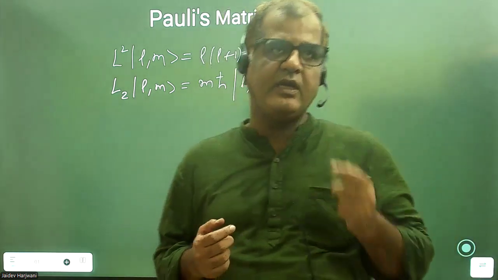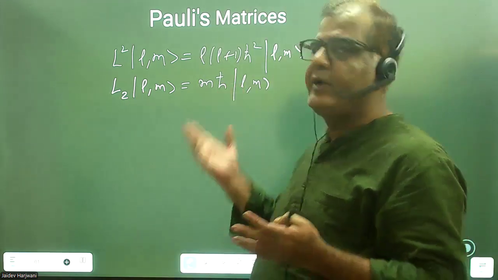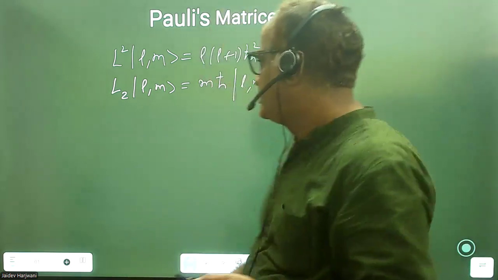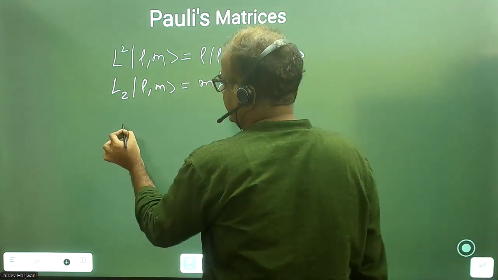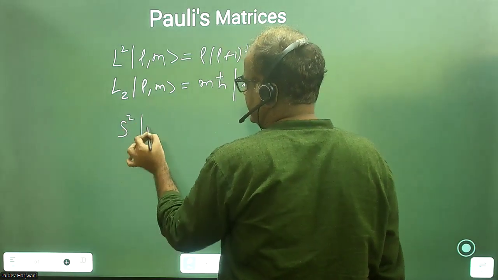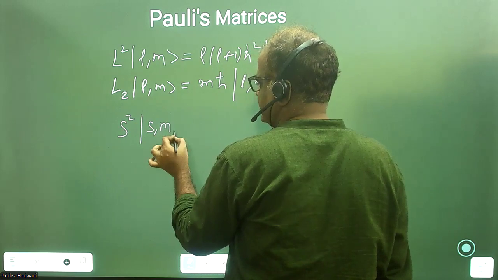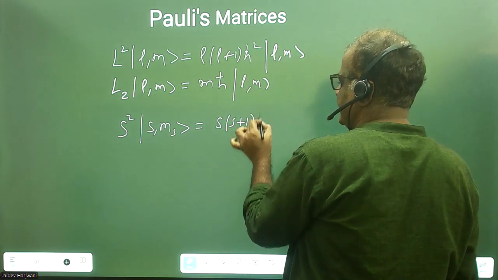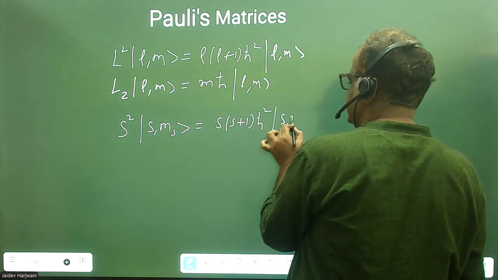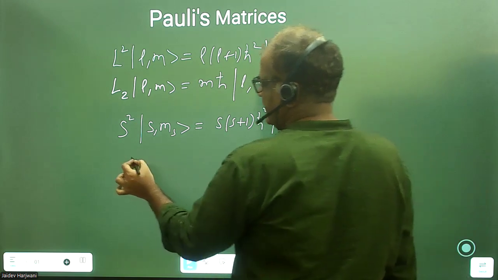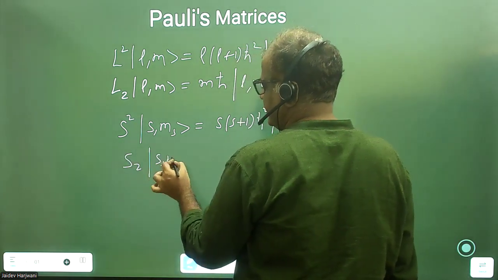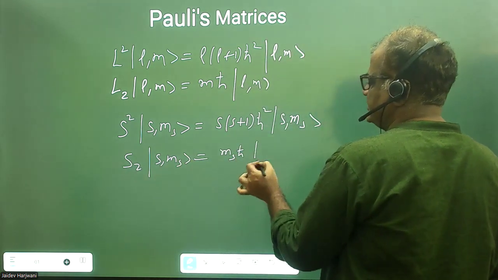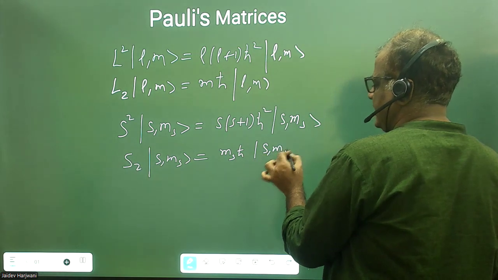The theory we have derived for the orbital angular momentum is also applicable to spin angular momentum. So for spin angular momentum also, we can define an operator S square that operates on a state |s, ms>, and you get the eigenvalue s(s+1) ħ square. Similarly, when Sz operates on this one, you get the eigenvalue ms ħ.